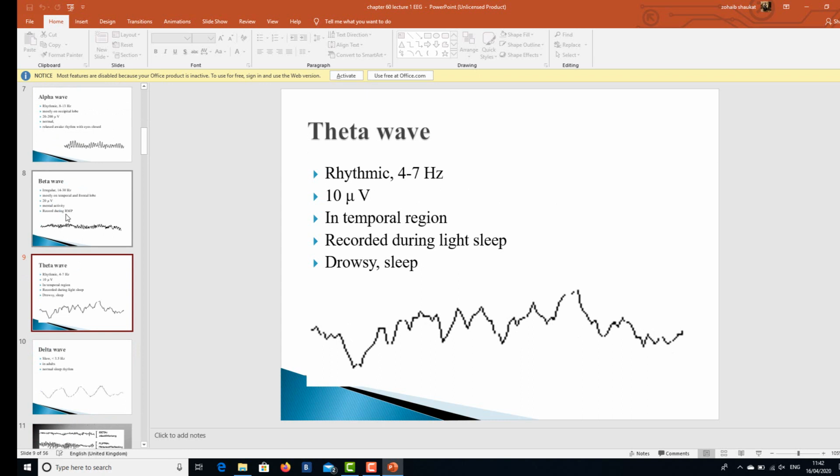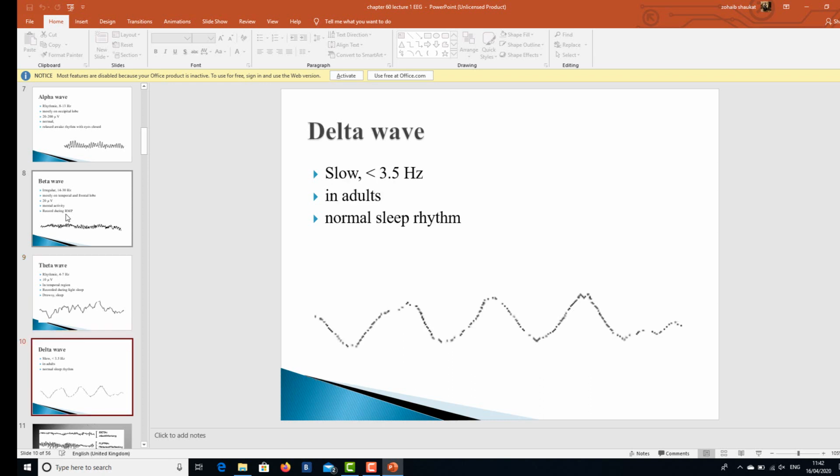Now, theta waves. They are rhythmic waves having a low frequency between 4 to 7 Hz, and the voltage is around 10 microvolts, and recorded during light sleep, when the person is drowsy, and in the temporal region. Then the delta waves, they are very slow, less than 3.5 Hz, and they are recorded during the course of normal sleep rhythm, and they are mostly seen in adults.